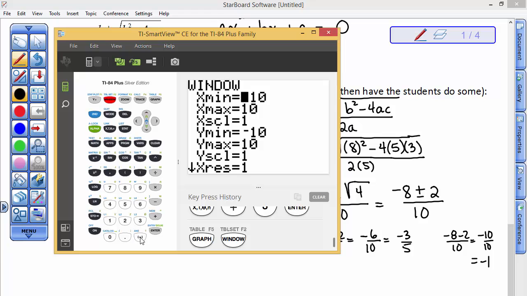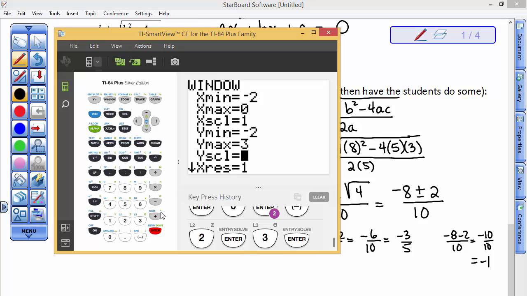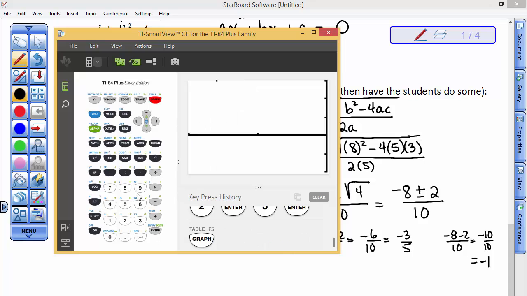I could change my window a little bit, since my answers are a negative 1 and a negative 3/5. I could go from a negative 2 to 0 for x min and x max. And I'm not going to go so small for y way down to a negative 10. I'm going to have it go down to a negative 2 and up to a positive 2. And let's hit graph. And let's see where that crosses. Did you see this tick mark right here? That's a -1. And that spot right here, this is 0. So here's a -1. There's the -3/5.